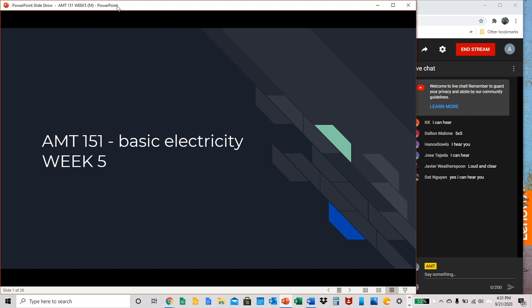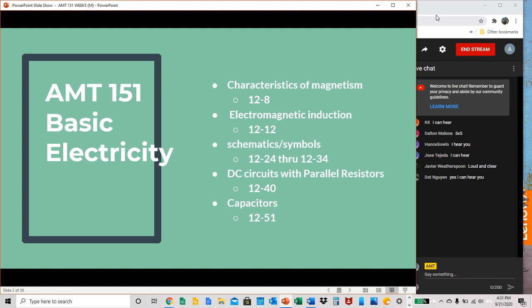Okay, good. So getting into week 5. Today we're going to talk about characteristics of magnetism. And these numbers here are the page numbers from your 8083. I thought I'd put those on there so that if you guys want to follow along with reading or review later, you know where my material's coming from. Characteristics of magnetism in your AMT handbook 8083 is going to be on page 12-8.